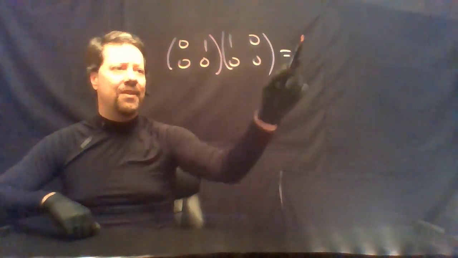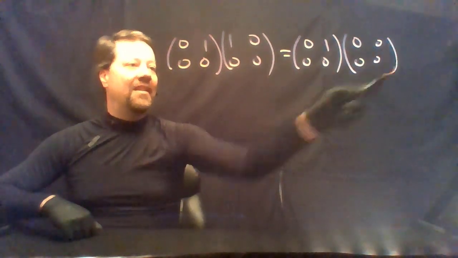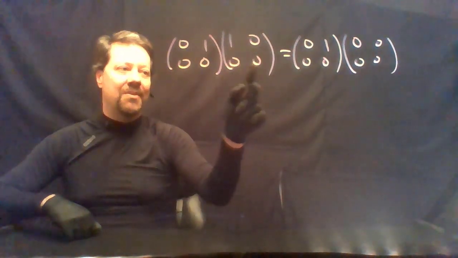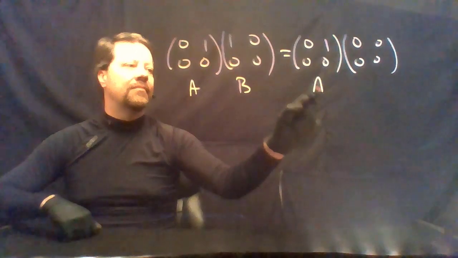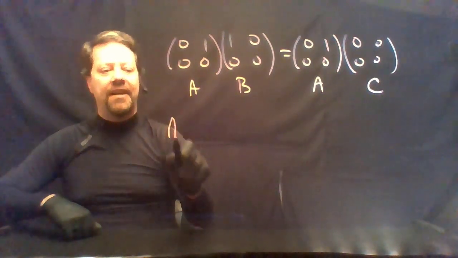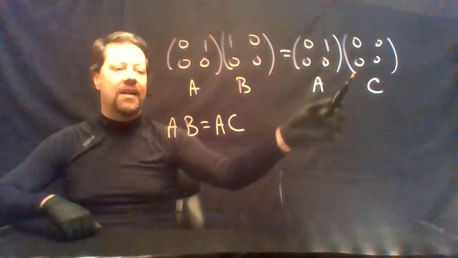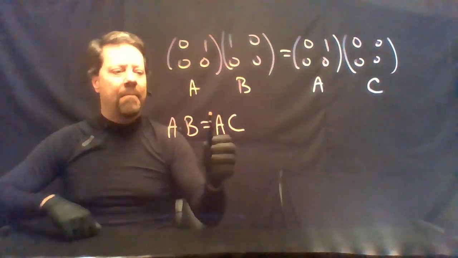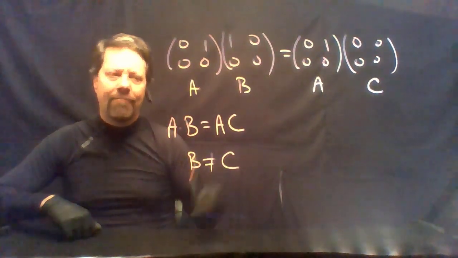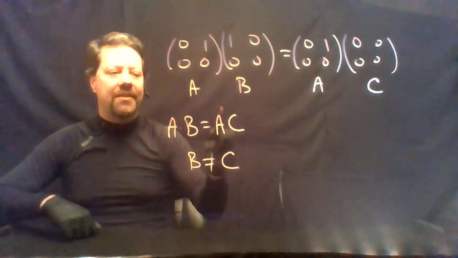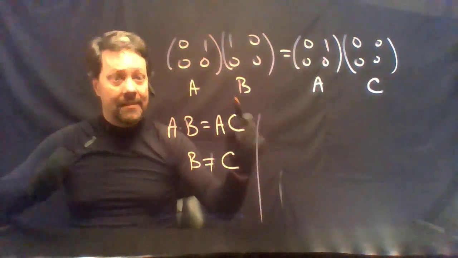Just as importantly, we already know this is the zero matrix. But if I replace the matrix 1, 0, 0, 0 with 0, 0, 0, 0, notice I have A times B equals A times C because the products on both sides give me the zero matrix. But it is not true that B equals C. So you can't just cancel a matrix off of both sides of an equation.